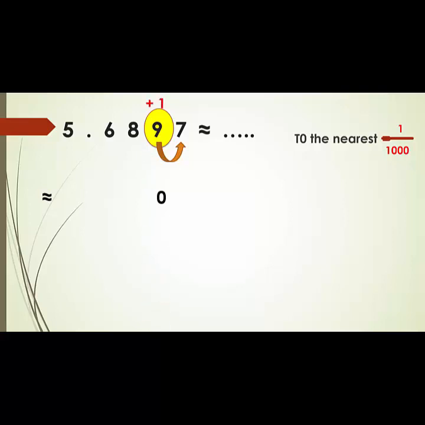So 9 plus 1 equals 10. Put 0 and carry up 1. 1 plus 8 equals 9. And drop 6.5. Okay, my students, here I have 0 on the right after the decimal point. I can cancel it and write the number 5.690. Okay.